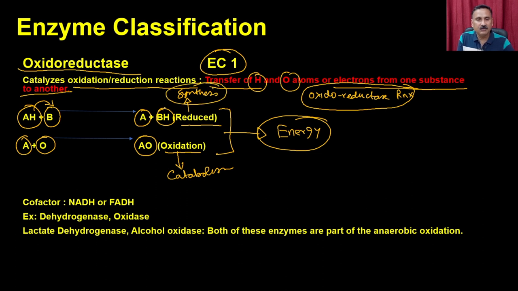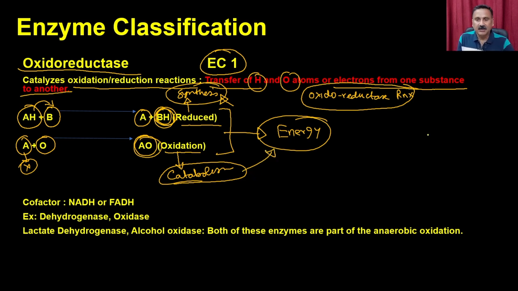Because reduction means you have synthesized a new molecule, oxidation means you have destroyed it, actually. There is no A available now, it is the AO that is available. In the synthesis part, energy is going to be taken up, whereas in the catabolic reactions, energy is going to be produced.